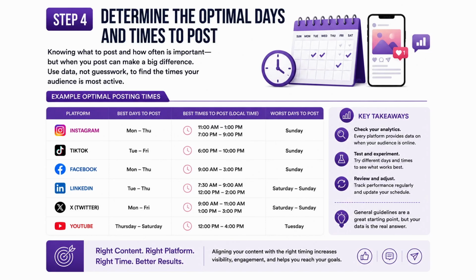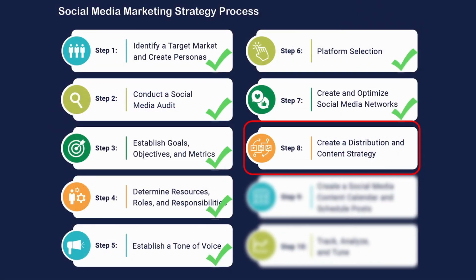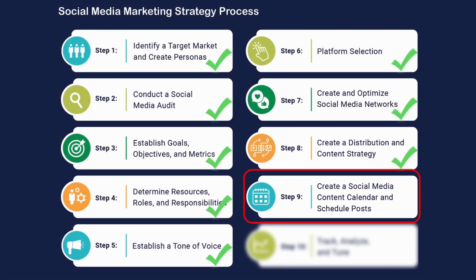Alrighty, now the next step is putting it all into an actual plan. This is where step 9, the social media content calendar, comes in, and scheduling posts.